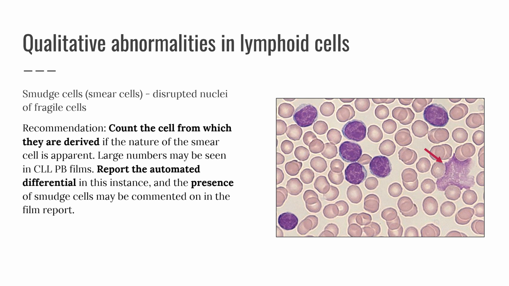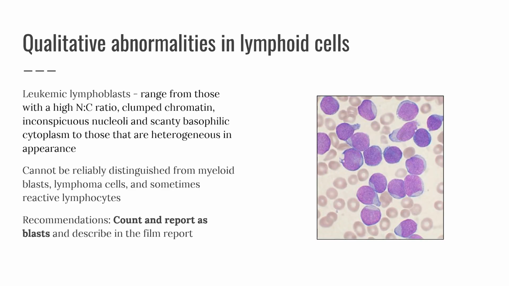Next, we have the smudge cells or smear cells, which are disrupted nuclei of your fragile cells. ICSH actually recommends to count the cell from which they are derived, if the nature of the smear cell is apparent. However, admittedly, I think that would be too difficult. So I would just do the second part, that if large numbers are seen and I am suspecting a CLL, then I'll just report the differential and then comment on the presence of smudge cells.